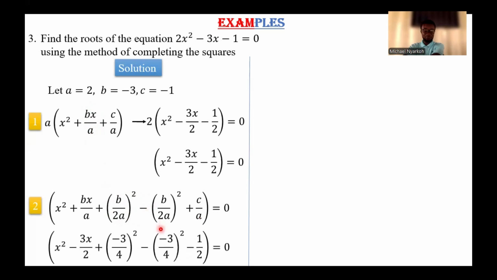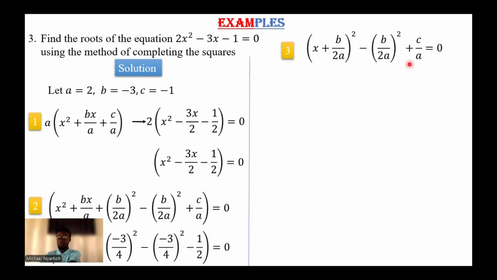So doing the same, here we have negative 3 over 2. Is that okay? And if you have that, we are supposed to get negative 3 over 4. And then we will square it and add and then subtract. Is that okay? Good. Then step 3.